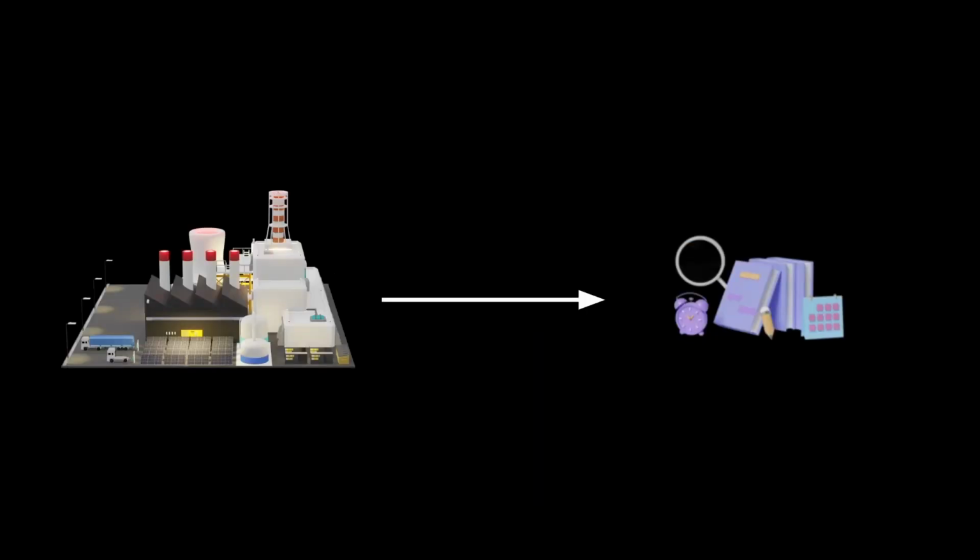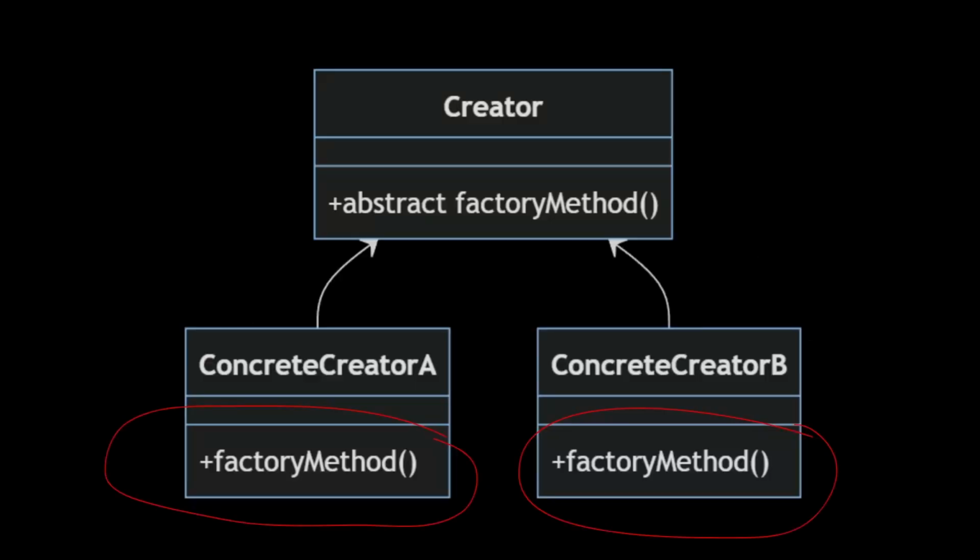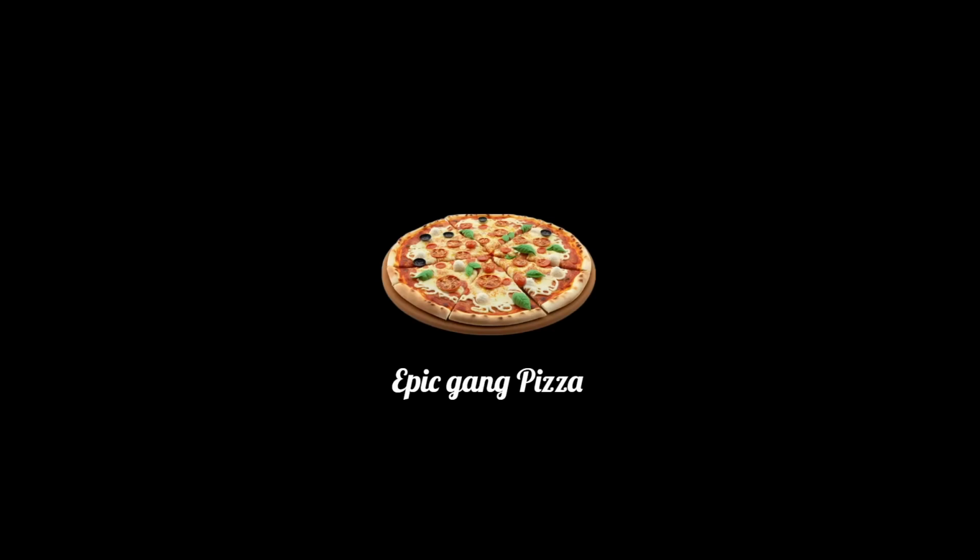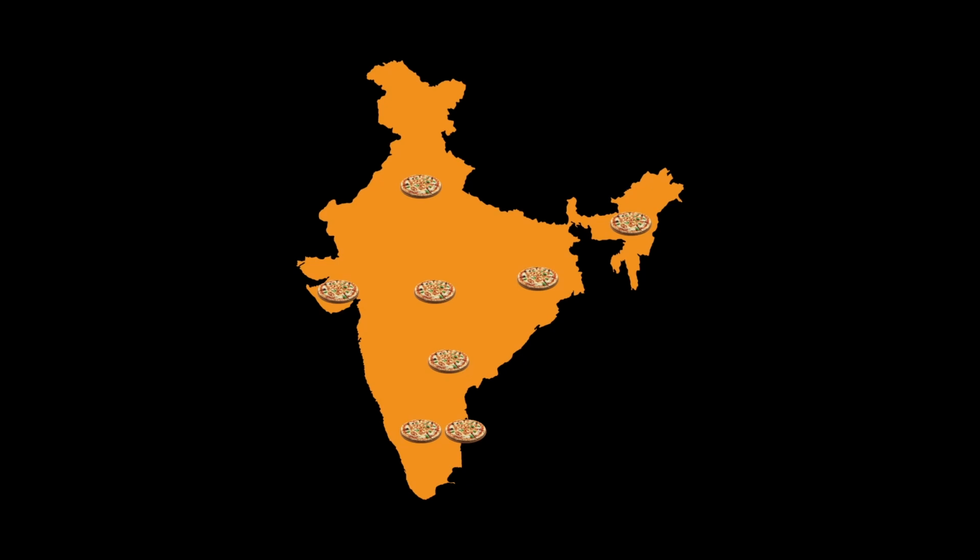Factory produces products. Similarly, the factory method is supposed to produce some products and return them. For example, if we own a pizza chain restaurant and our stores are open in several locations in India, and each store has a special way of making their pizza.